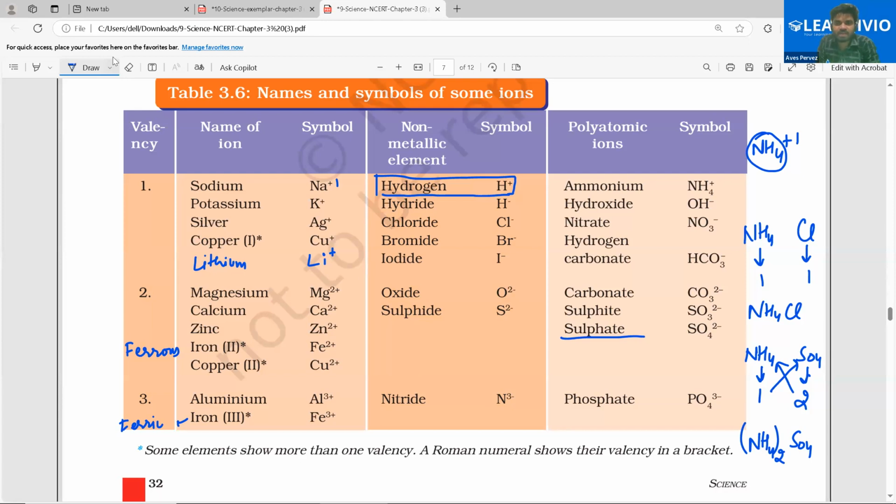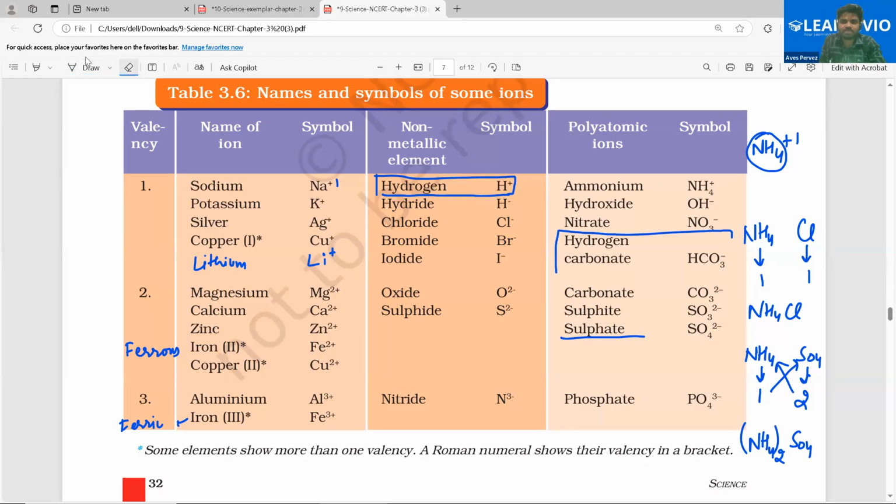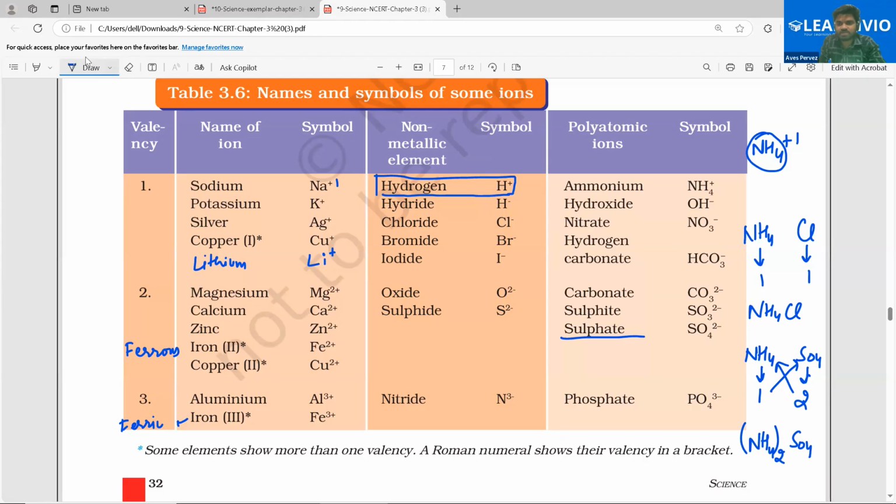Hydrogen and carbonate together are a single ion and its name is hydrogen carbonate, HCO3. Look at this, everyone. This is hydrogen carbonate, HCO3. It is a single word, hydrogen carbonate, and the formula is HCO3. Okay. Note it down fast.